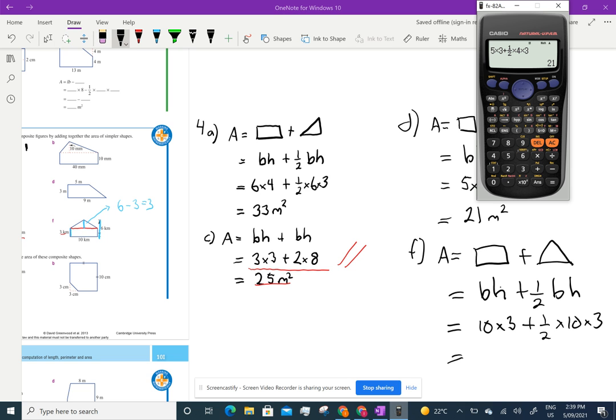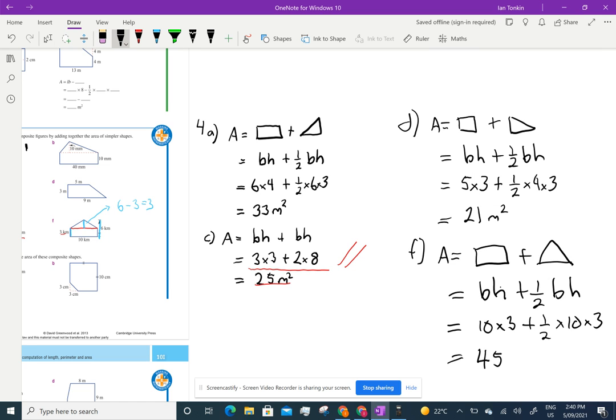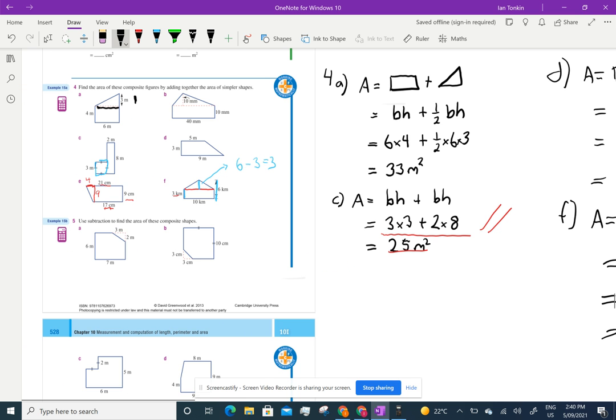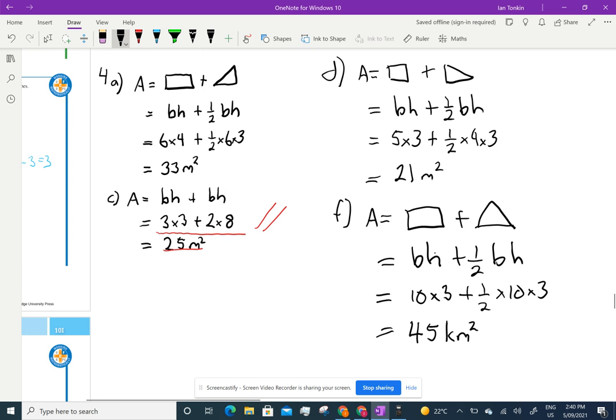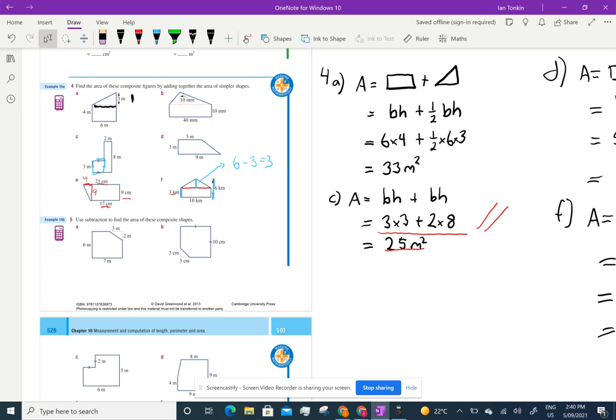And again, bang, straight onto your calculator. 10 times 3 plus, because we're adding, half times 10 times 3. And I get 45. This time, we're in kilometres. That is one big rectangle and triangle. 45 kilometre squares.